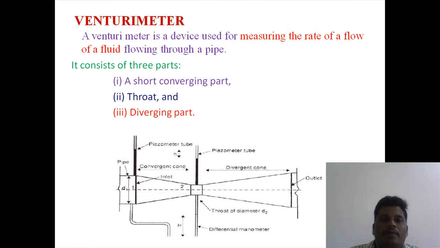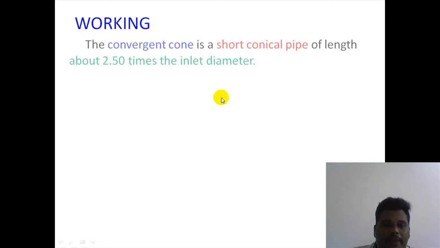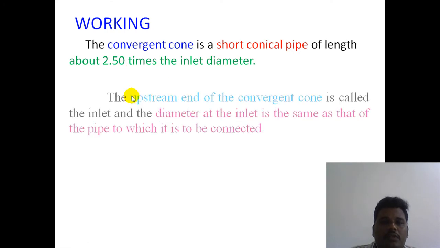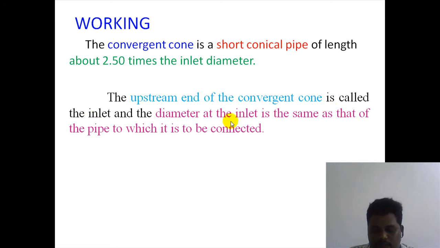Next, the working. The convergent cone is a short conical pipe, with a length of 2.5 times the inlet diameter. The upstream end of the convergent cone is called the inlet. The diameter at the inlet is the same as that of the pipe to which it is to be connected.